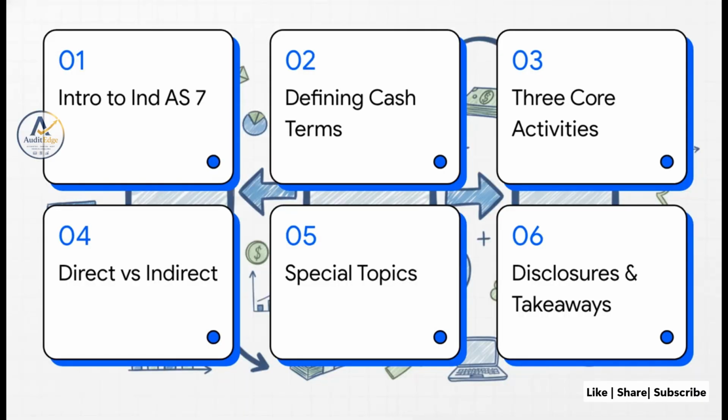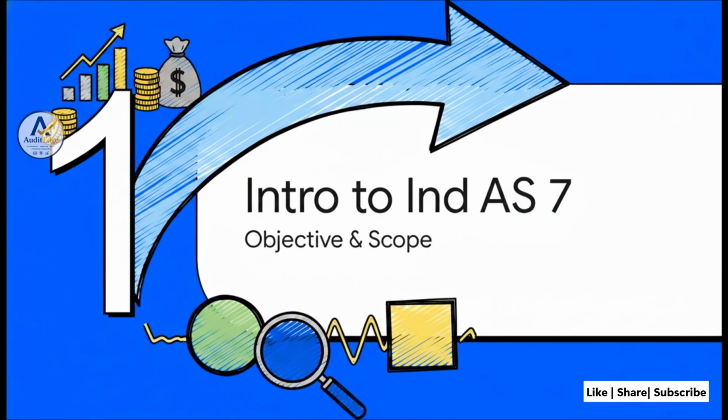Okay, let's take a quick look at our roadmap for today. We'll start with an introduction to IND AS 7, move on to defining key cash terms, explore the 3 core activities, compare the direct versus indirect methods, touch on some special cash flow topics, and finally wrap up with disclosures and key takeaways. Right, let's jump straight into Section 1, Introduction to IND AS 7, covering the objective and scope.